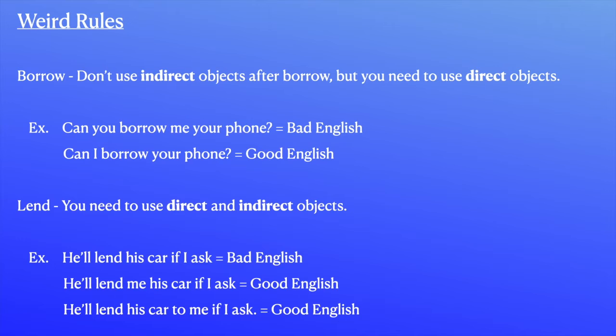Now, lend. In lend, you need to use both direct and indirect objects. For example, he'll lend his car if I ask. That's no good. We need to know who we're talking about. We need that indirect object. So the second one, he'll lend me his car if I ask. That is good English. And the third one, he'll lend his car to me if I ask, is also good English. Notice in the first one, we said lend me. In the second one, we said lend his car to me. Both are perfectly fine. They're both very good.